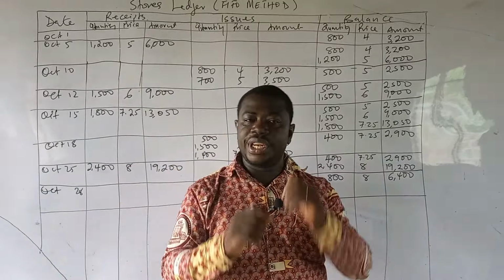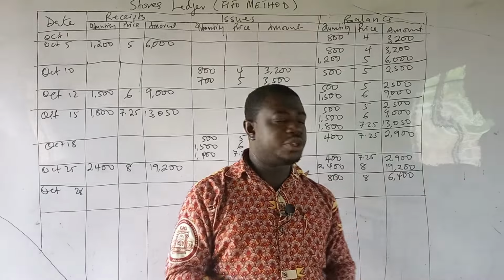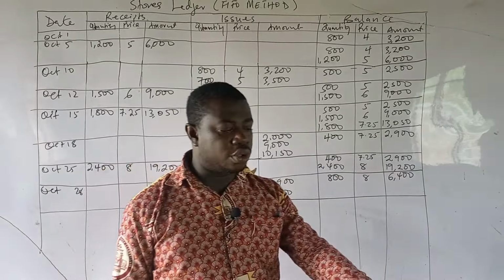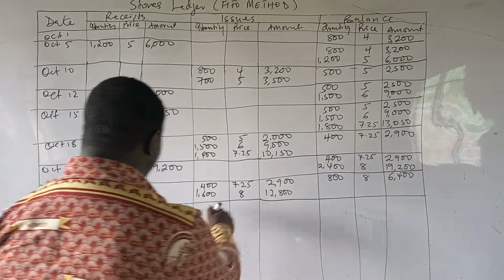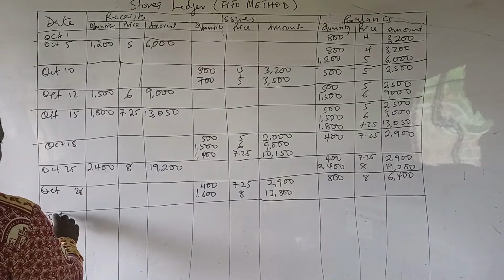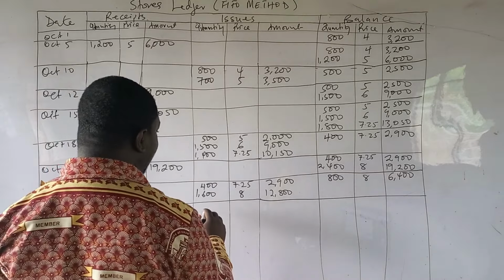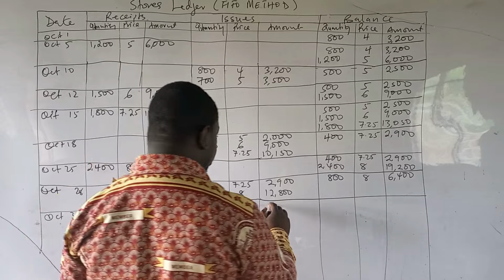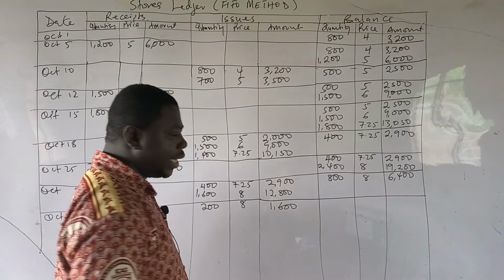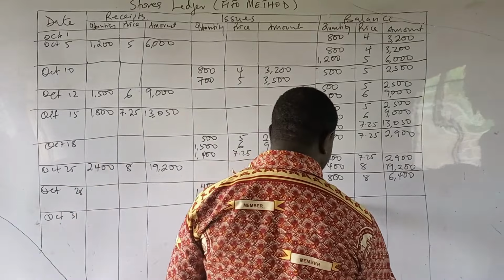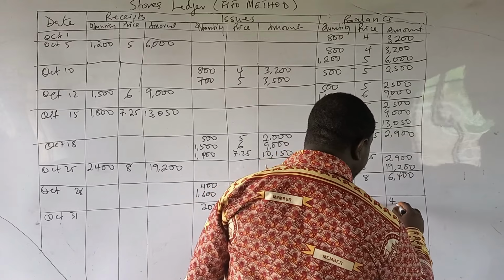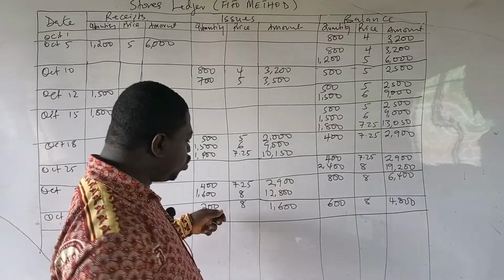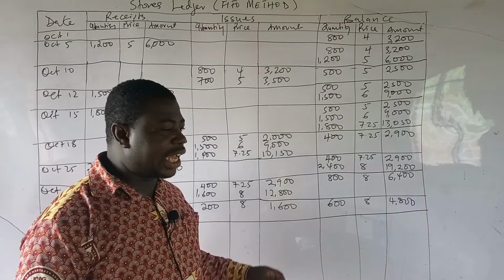Now, whenever you are doing this kind of topic and you see a shortage, you are supposed to treat the shortage as an issue on the last day of the month. So on 31st October, this 200 shortage should be treated as an issue. It's like you are selling it out: 200 units at a value of 8, and that is going to be 1,600. And that means that you'll be left with 600 units at 8, giving you 4,800. And so this 200 is the shortage that has been treated.